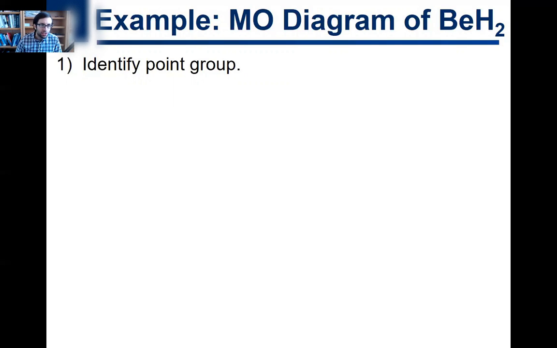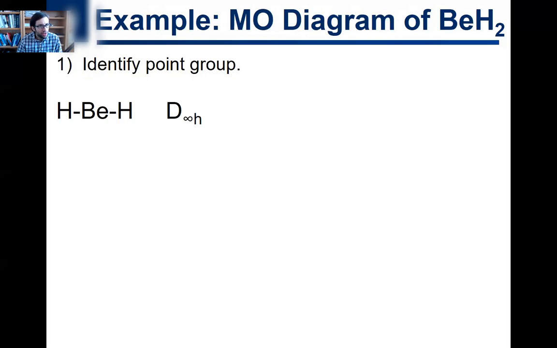Okay, so we're going to start with an example. It's always easiest to see these things when looking at examples, right? And so the example is going to be a relatively simple one. This is known to be a linear molecule. This is beryllium hydride. Okay, so first things first, you've got to identify the point group. So I'm just telling you that this is linear. You can use VSEPR to predict that this is linear, but we're kind of divorcing ourselves from VSEPR.